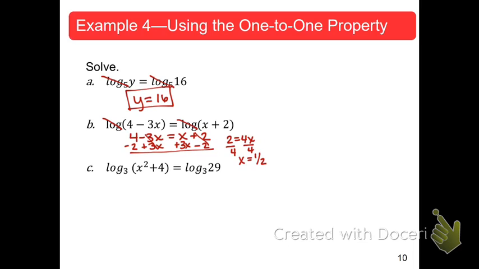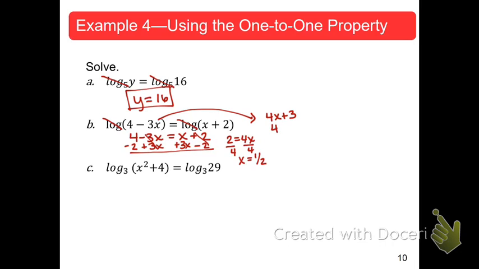Now, I want to say that yes, that's my answer, but remember, we said in one of the previous examples, you cannot take the log of 0 or a negative number. So I need to take this 1/2 and plug it into both of the expressions that I'm taking the log of to make sure that it works.